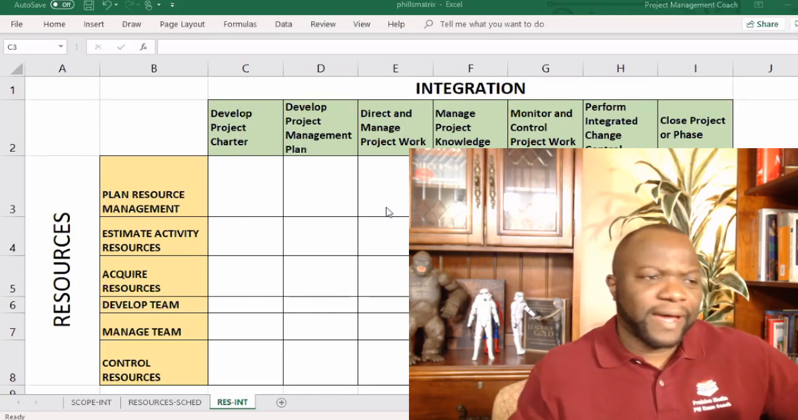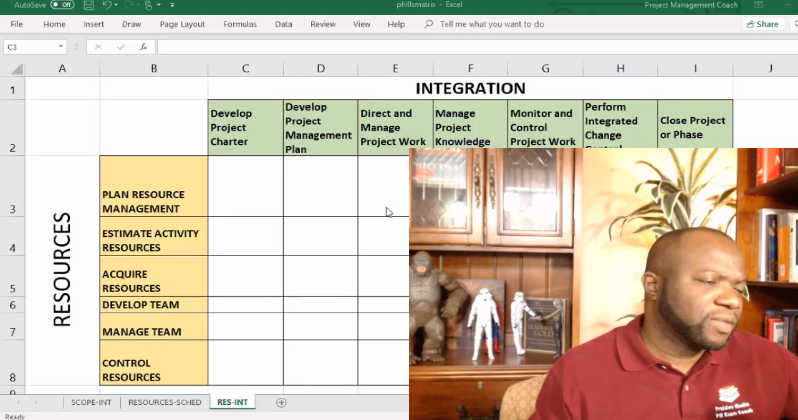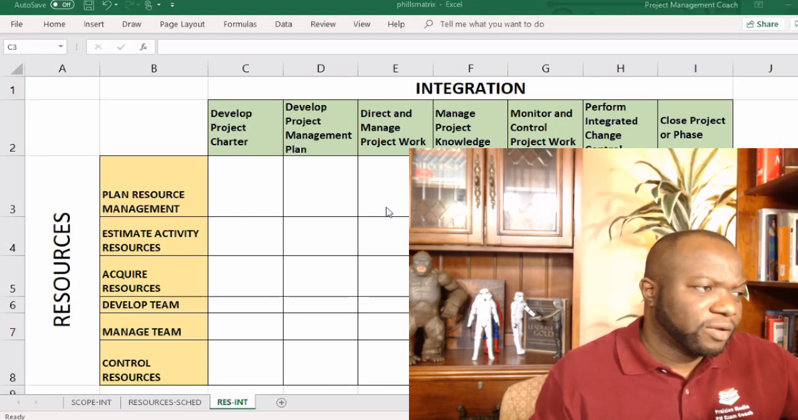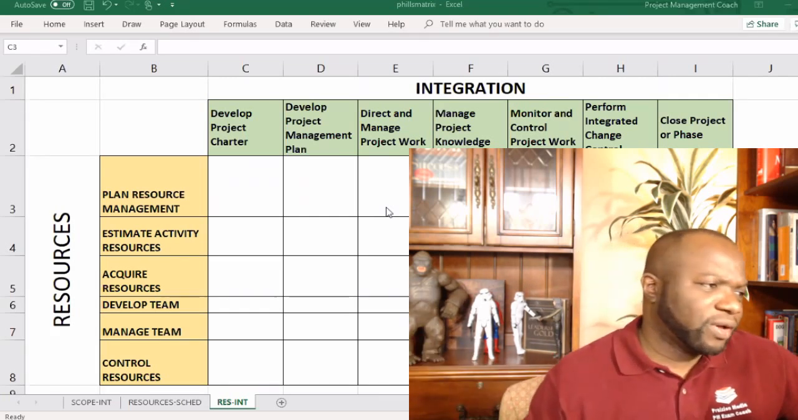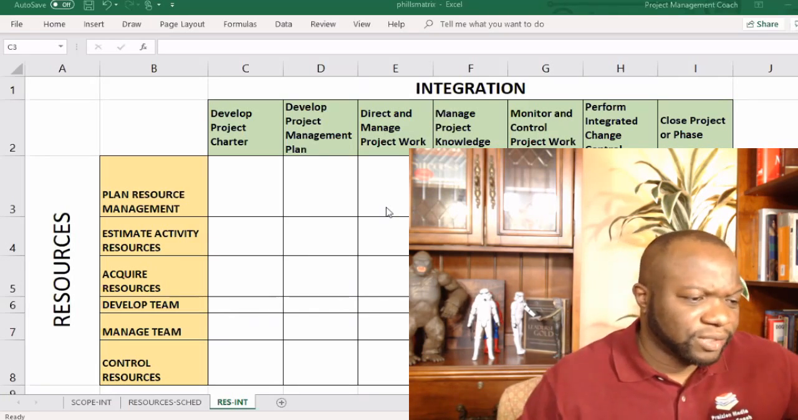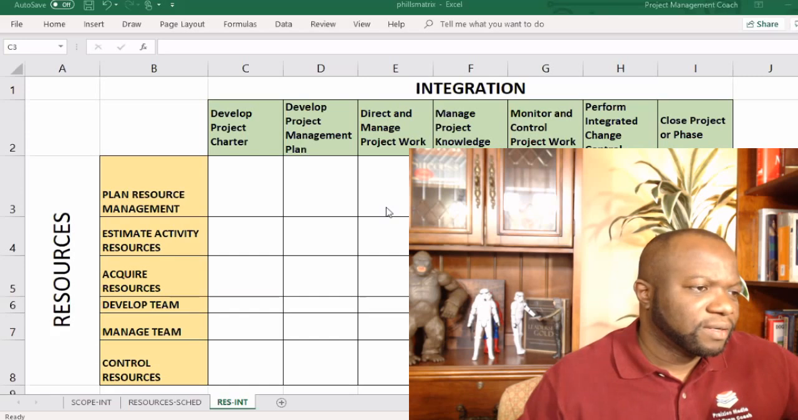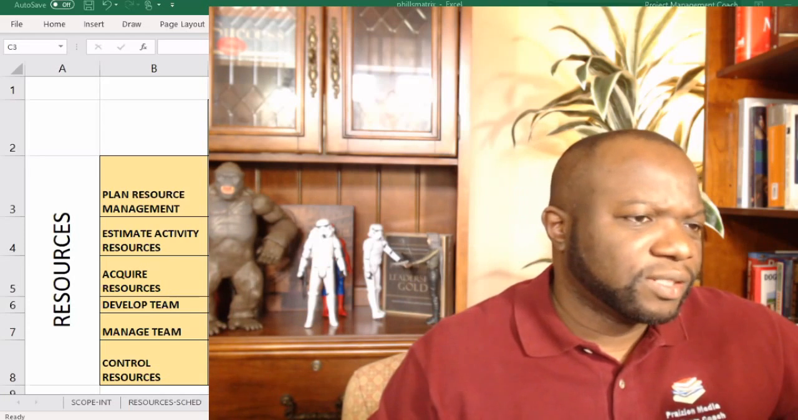So let's take a look at this sheet. You can see this sheet I'm showing you right here. This is the matrix, Phil's matrix. And in Phil's matrix, you can see on that side over there, we have got resources. And if you take a look at the top, we've got integration. So obviously, I am going to be plotting with you today resources that way and integration that you see up above. So why don't we get started?